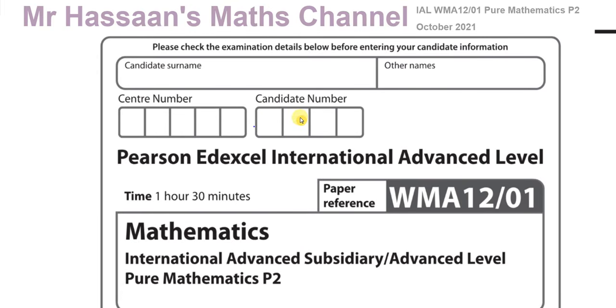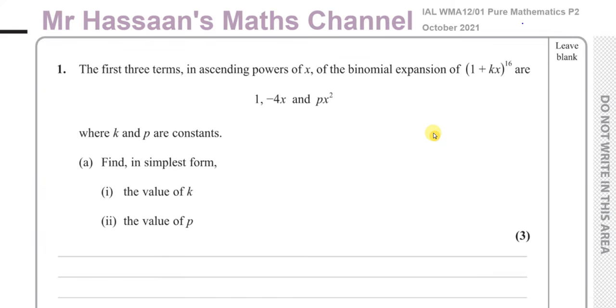And we're going to start doing this whole paper. I will do the questions one by one, starting with question number 1, and I will save them all separately so that I can save them by topic as well as by paper.